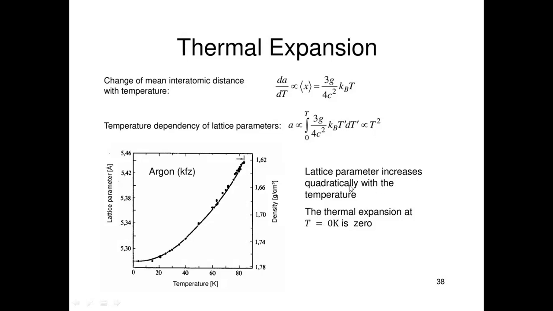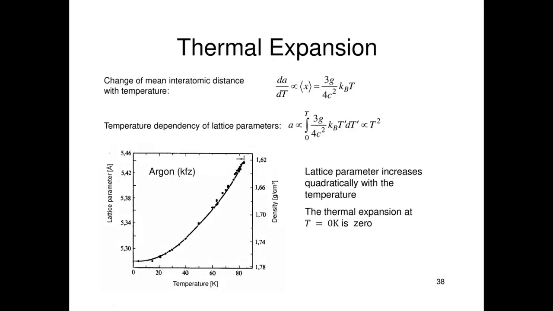So here the lattice parameter increases quadratically with the temperature. The thermal expansion at T equal to 0 K is 0. So that is the thermal expansion of solid crystal materials. This is the example. So this is the first topic, anharmonicity and thermal expansion. Okay, thank you.